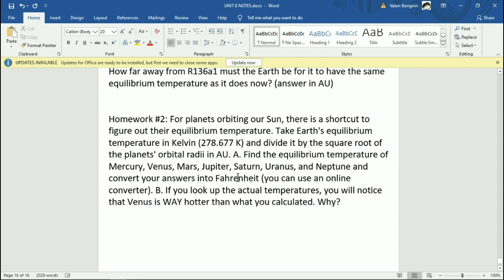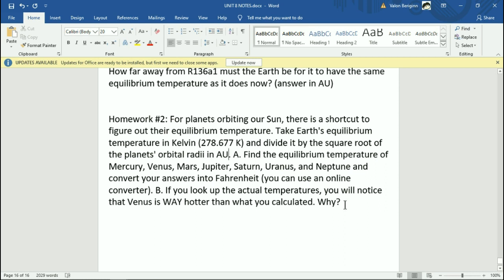And again, convert the answer to Fahrenheit just because it's more helpful for you to sort of gauge the numbers. And so then what you'll find is that if you look at the actual temperatures, you'll notice that Venus is like way hotter than what you calculated. All the others will be fairly close. I think Mercury's off by a bit, but it's not ridiculous. But Venus is completely off. It's not anywhere near close to what it actually is.